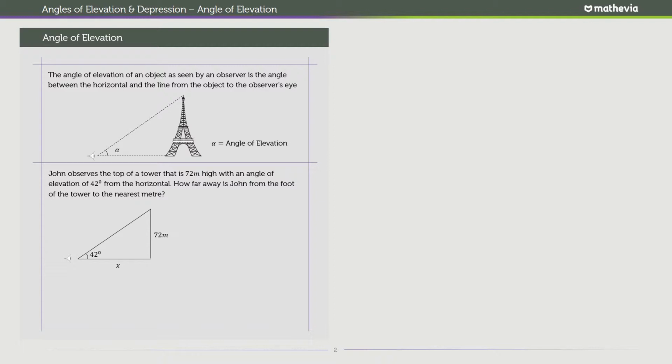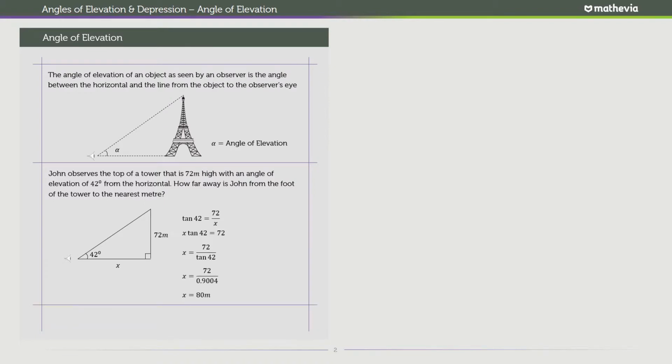Now, what we have here, we have our opposite at 72 meters. Adjacent is what we're looking for, and we have our angle. Quite simply, we're going to apply trigonometry, making use of TOA. So we're going to use tan, and we have that tan 42 degrees equals 72 over x, TOA, and we just solve that out. We have that x equals 80 meters.